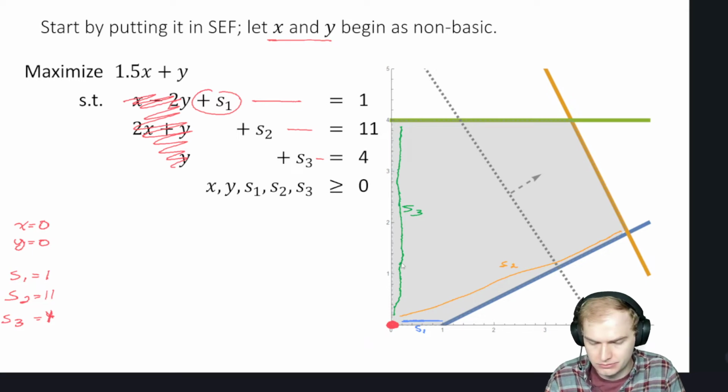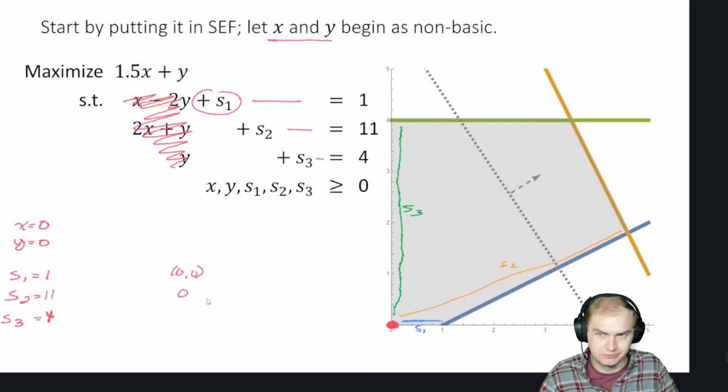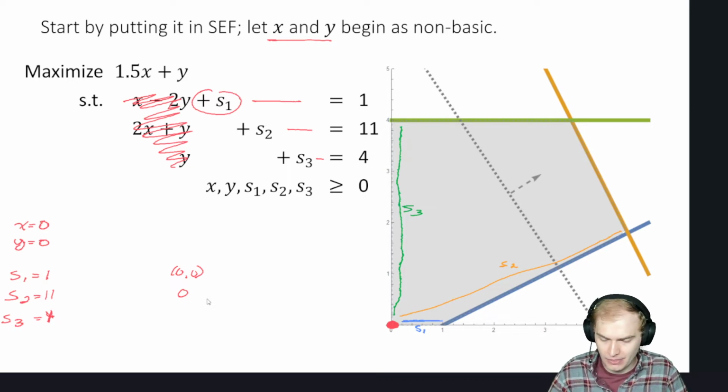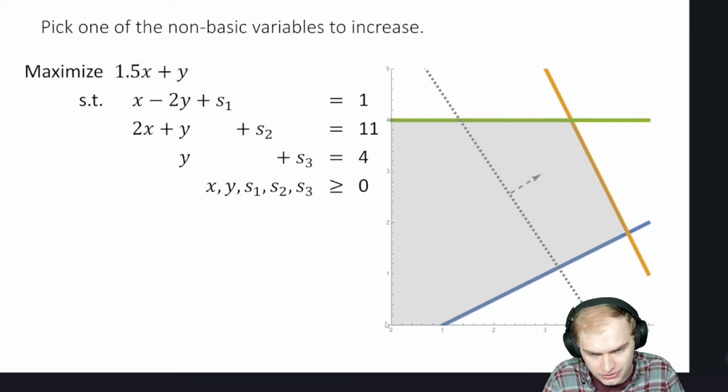So, moving on, that's a solution, x0, 0, and it has an objective value of 0. So what do we do? We want to change our solution from the origin.